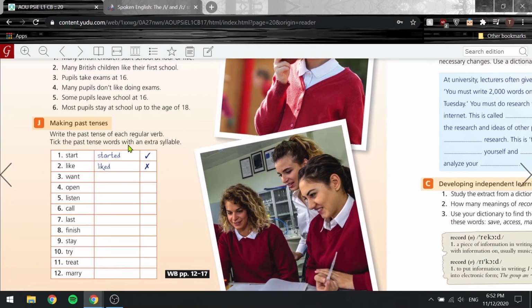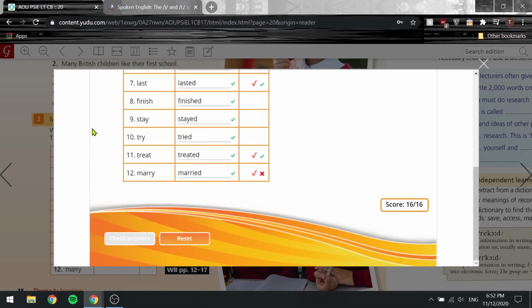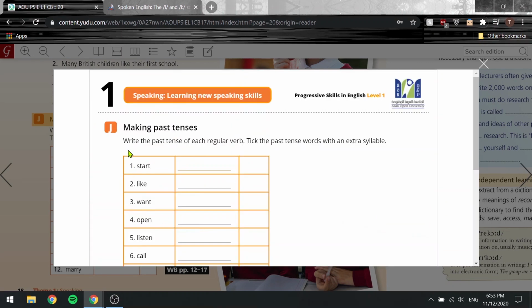Okay, now let's take a look at the final exercise. We have making past tenses, exercise J. Okay, so write the past tense of each regular verb. So you guys see these verbs? We're just going to change them from present to past. So things like start, we're going to obviously add D or ED to make them in the past. And then tick the past tense word with an extra syllable. Now, once this becomes past, we're going to say it out loud, and if it has an extra syllable, then we're just going to tick it like so. Okay? So let's take a look.